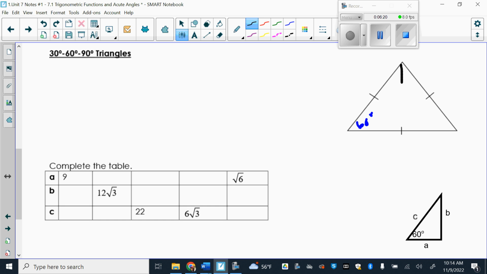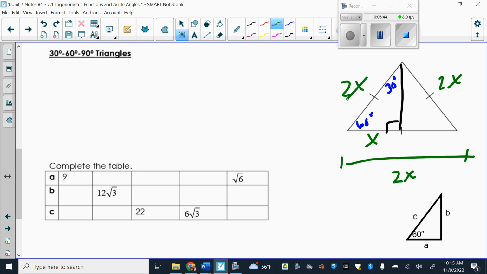So I'm going to drop an altitude here, which means I now have two 30-60-90 right triangles. So I am going to make opposite the 30 be x, which means the whole side is 2x. And since an equilateral triangle has all sides congruent, if one side is 2x, all three sides are 2x. So right now we can already see that the side opposite the 30 and our hypotenuse is in that 1-to-2 ratio.